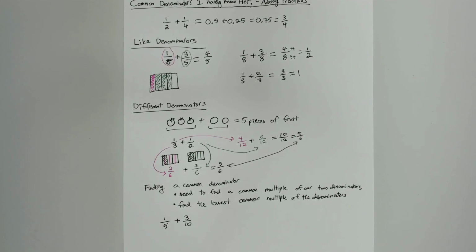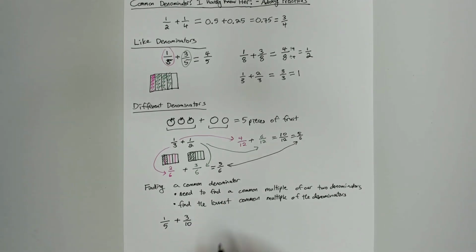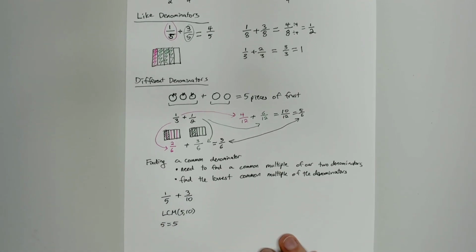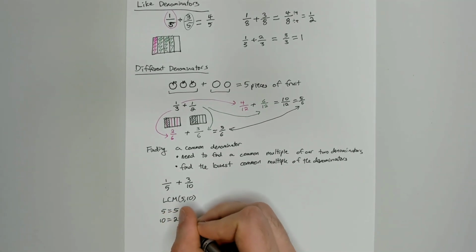All right, so let's try another example. Let's do 1/5 plus 3/10. So what we want to do, since we have a different denominator, we need to find our lowest common multiple. So it's the lowest common multiple of 5 and 10. Well, the prime factorization of 5 is just 5, because 5 is prime. And the prime factorization of 10 is going to be 2 times 5.